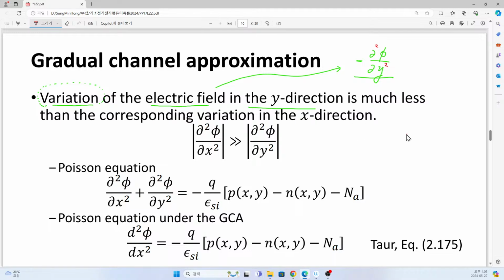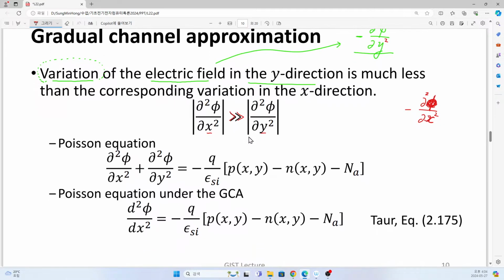It means that we can also consider the x-directional, vertical-directional electric field, and its variation is given as this one. Compared with the second derivative with respect to x, the second derivative with respect to y, the channel direction, the horizontal direction in our drawing, is much, much smaller. That is our approximation, the gradual channel approximation.